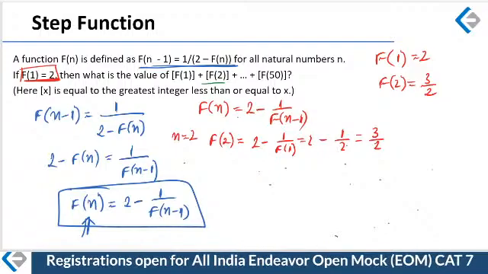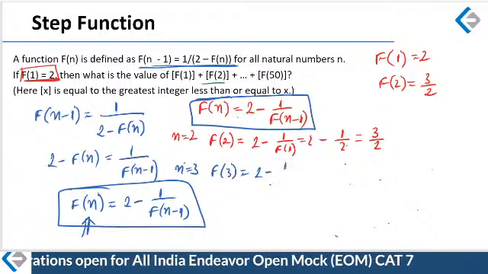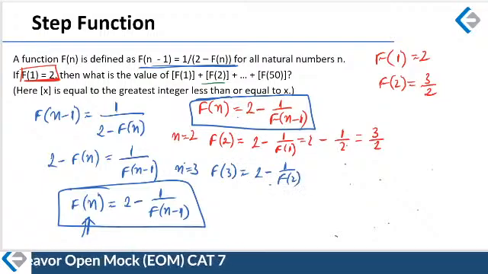Now put n is equal to 3. Let's go to the same function here. This is my master function. In the master function, put n is equal to 3. If I put n is equal to 3, f of 3 is equal to 2 minus 1 divided by f of 2. That's what you would be writing.